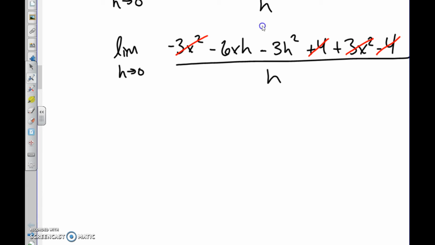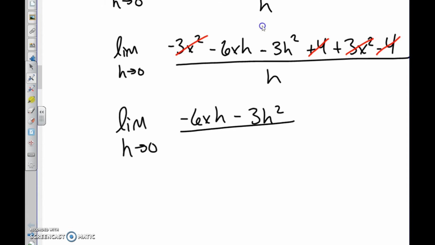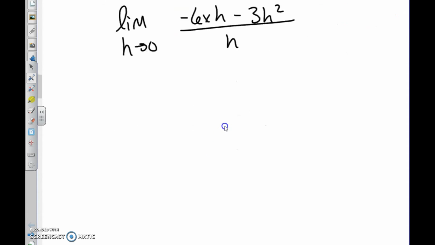So now let's rewrite this so then we can cancel out the h on the bottom. So that would give me negative 6xh minus 3h squared all over h. And to be able to cancel out this h, it needs to be in every term since it's held together by addition or subtraction. So I can see that there is going to be an h in the first term on top, negative 6xh, minus 3h squared.